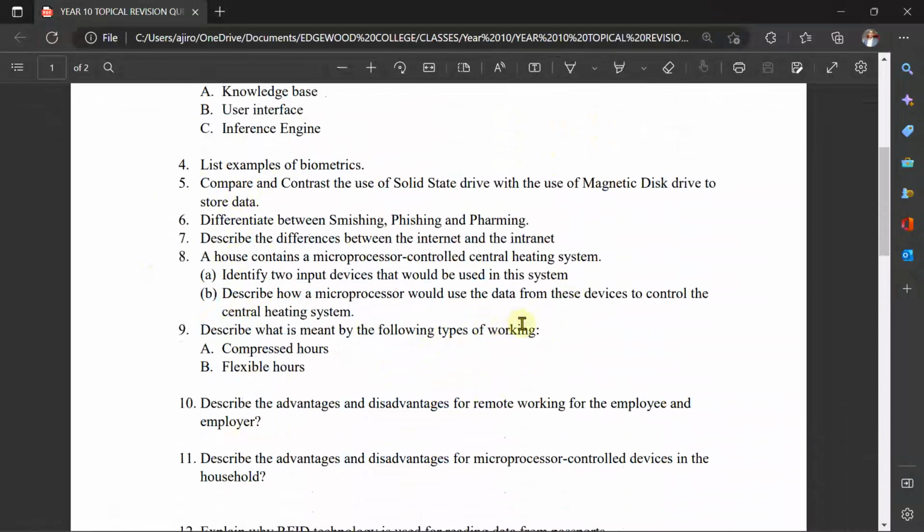Now, if the temperature is lower than the preset values, then a signal is sent to the actuator to turn the heater on. And like I said, this process is a continuous process.